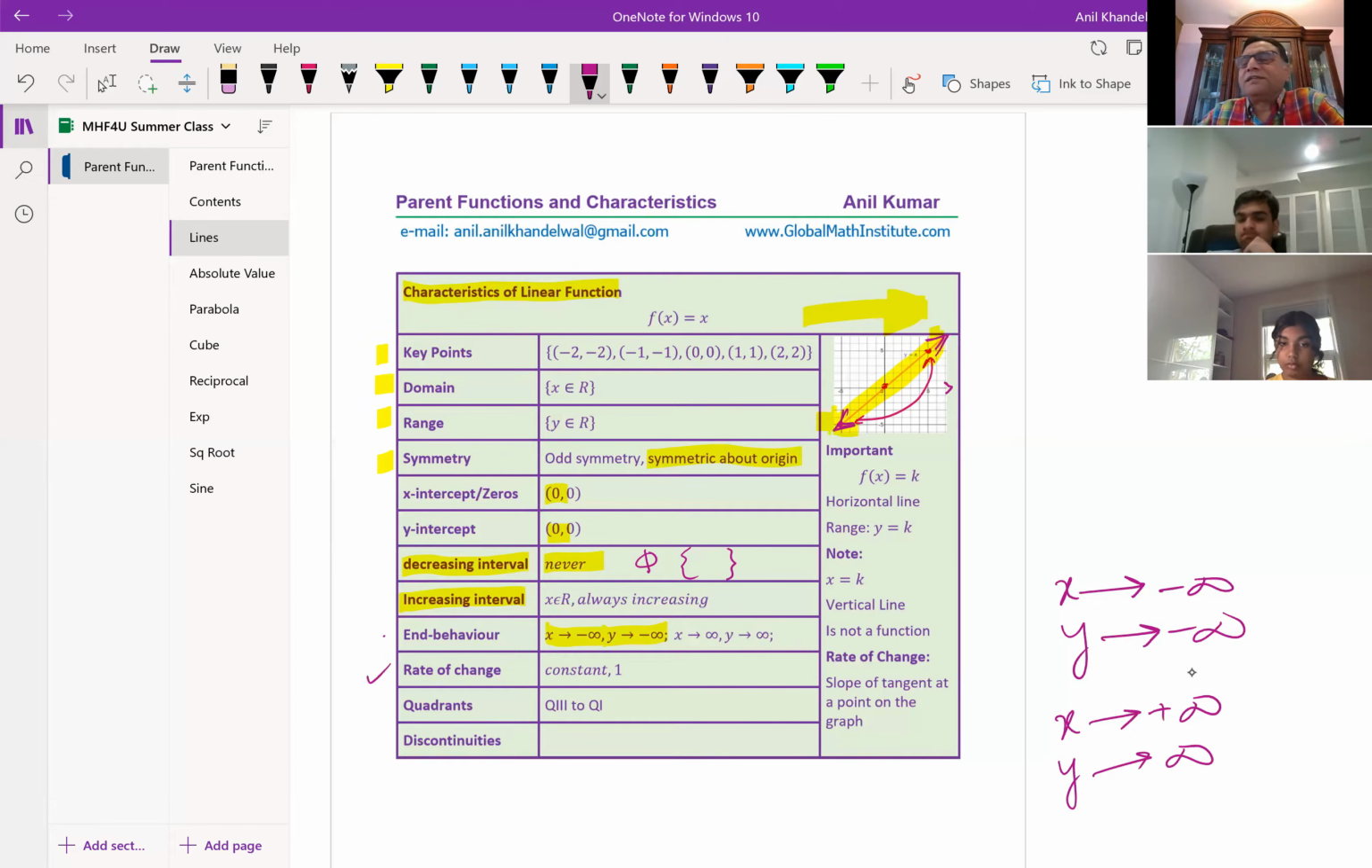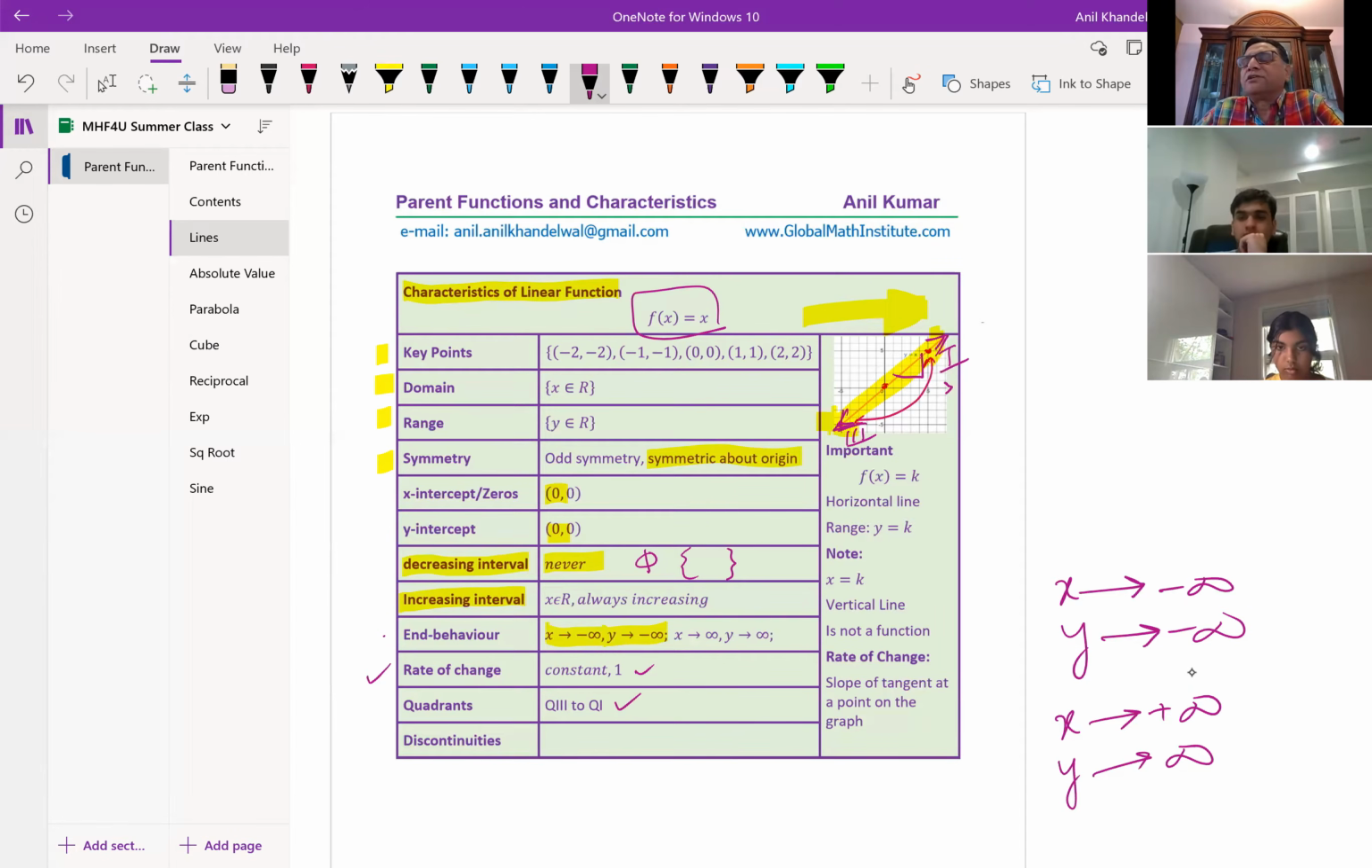Now, rate of change, you have learned in line slope, right? So if you take 2 points and find rise over run, on a line, rise over run is always constant, correct? Therefore, we can say that the rate of change is constant, and for y equals x, which is our function, it is 1, right? M value is 1. Now, as you can see, this is quadrant number 3, and that is quadrant number 1. So we see that the graph actually goes from quadrant 3 to 1, and that is what I've written here, that it is in 3 and it goes to 1 through origin.